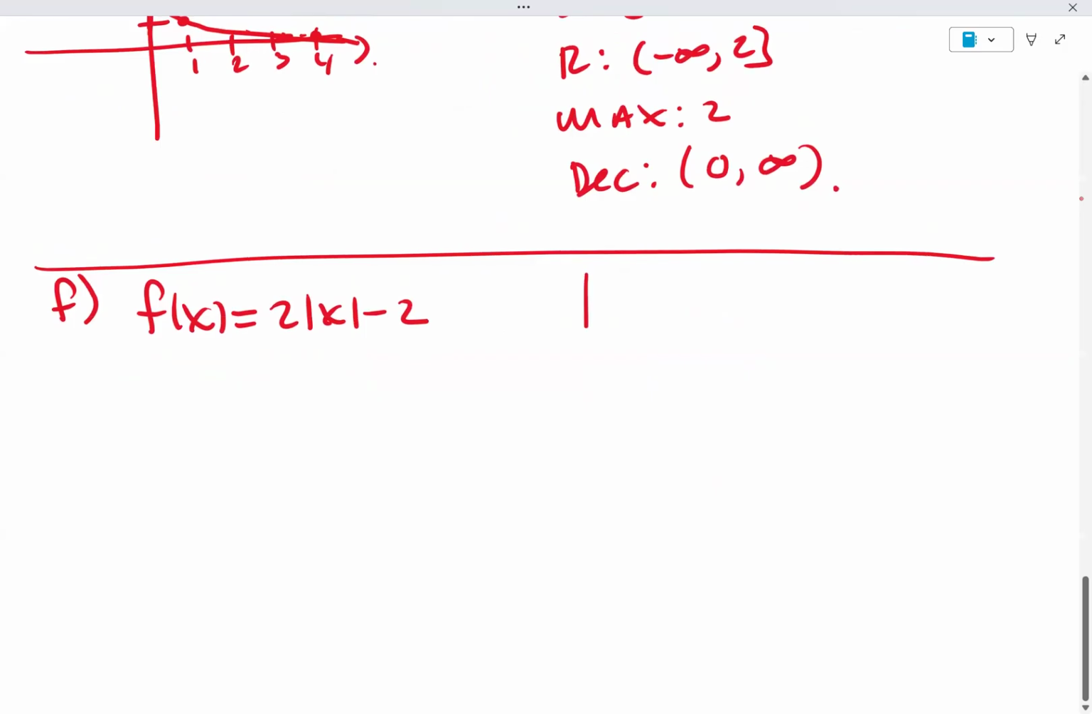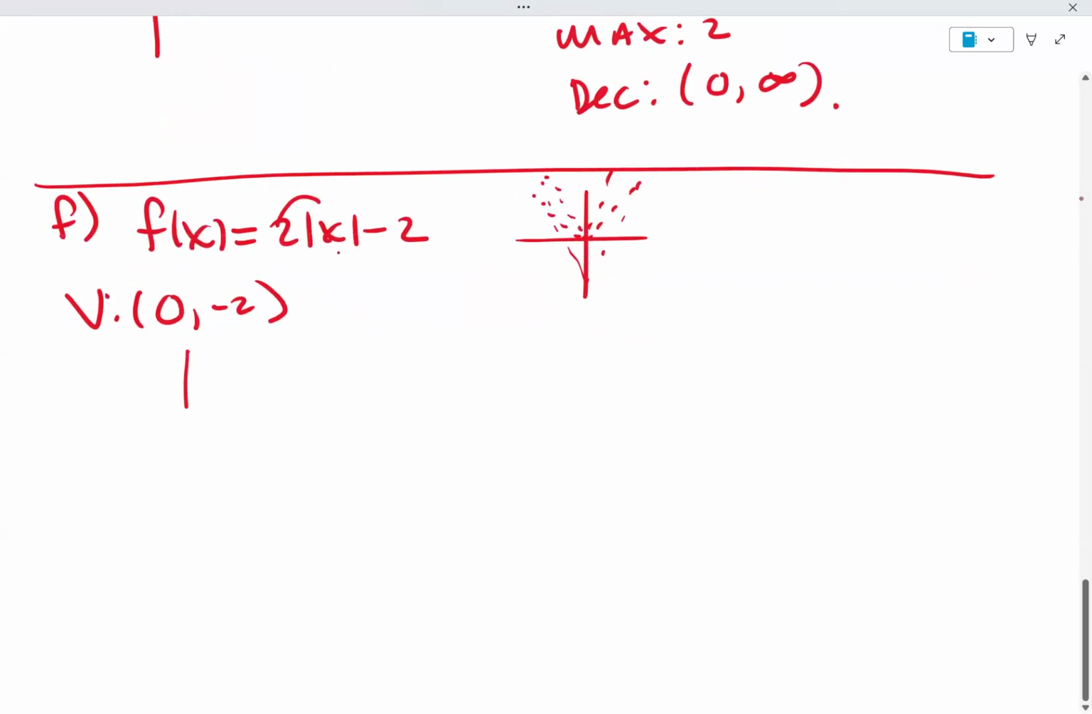Again, let's take it down to our parent function, which is this. I'm going to times those by 2, so it's going to get a little steeper. And then that minus 2 is going to drop it down by 2. So it looks like that. That vertex is (0, -2).